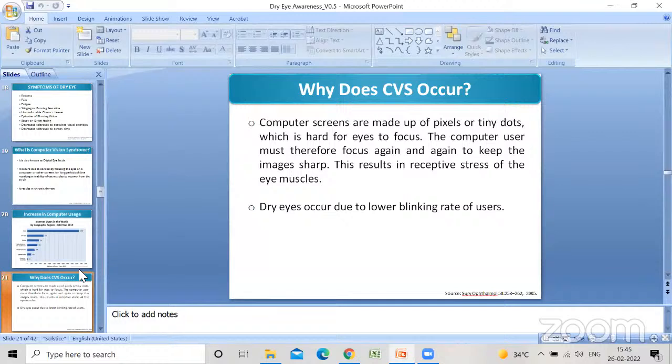Hi Smriti, are you there? I do not have the right to unmute the participants.